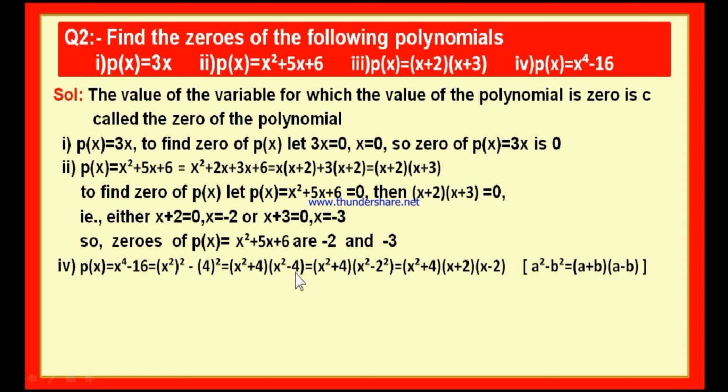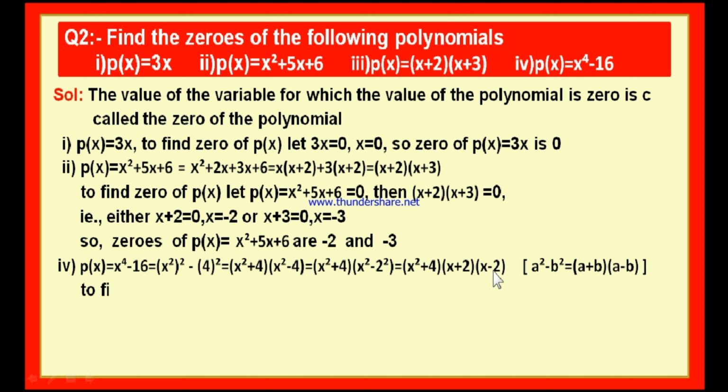But x square minus 4 can be written as x square minus 2 square again. Now, this x square minus 2 square is again the same formula model, that is a square minus b square. First of all, x square plus 4 into, now it is a square minus b square, therefore a plus b into a minus b, that is x plus 2 into x minus 2. Now, these are the factors of x power 4 minus 16. We resolved x power 4 minus 16 into factors.